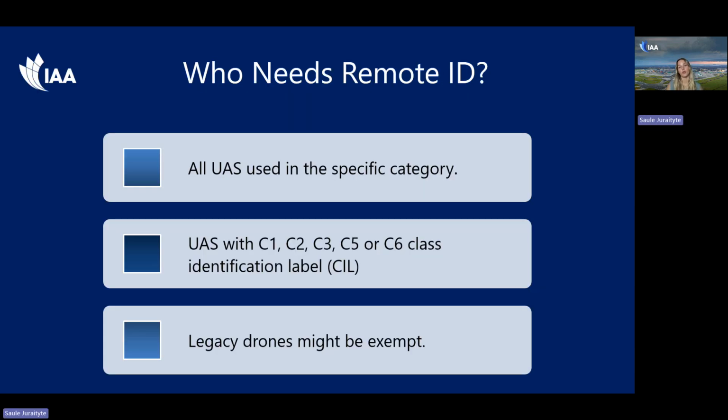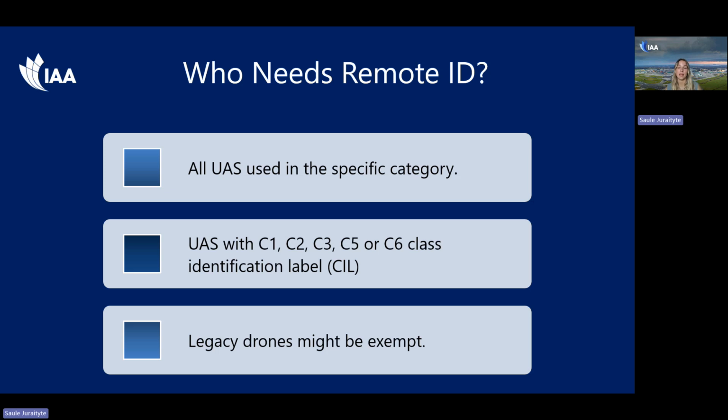Now, moving on, who needs remote ID? All UAS used in the specific category need direct remote ID, so operators in this category must test the remote ID is working before conducting their operation. Also, drones with C1, C2, C3, C5 or C6 class identification labels need direct remote ID regardless of the category they're operating in. In the case of these drones, the manufacturer is responsible for equipping the drones with direct remote identification prior to placing them on the market.